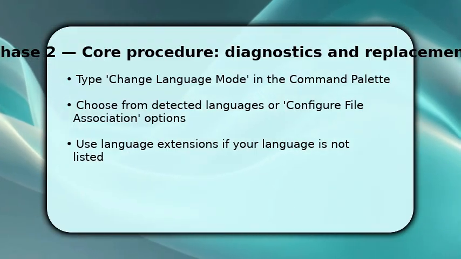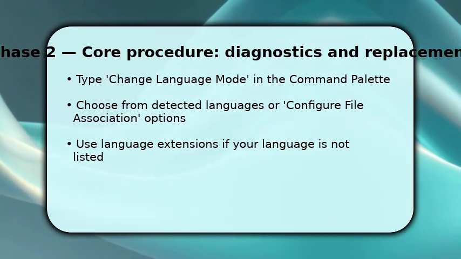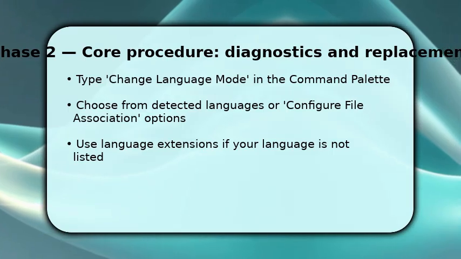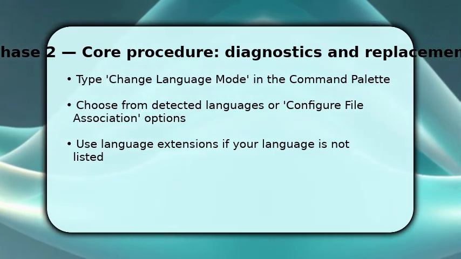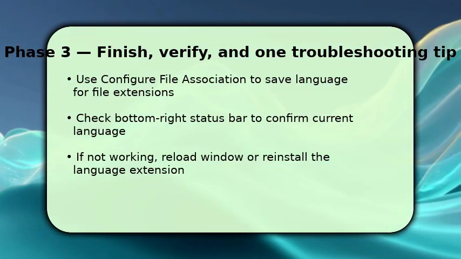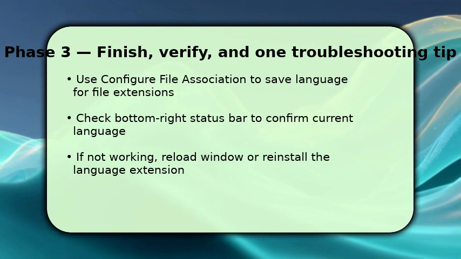If the language is missing, install an extension. Open Extensions, search the language name, and install. After installation, repeat Change Language Mode and select it. Doing this connects syntax, snippets, and linting for better support. To finalize, use Configure File Association to map the file extension to your chosen language so it applies automatically.